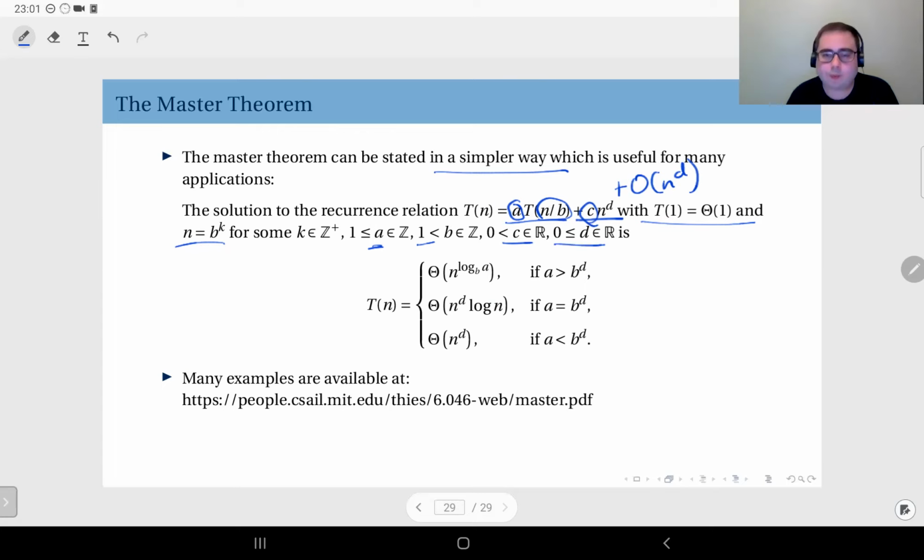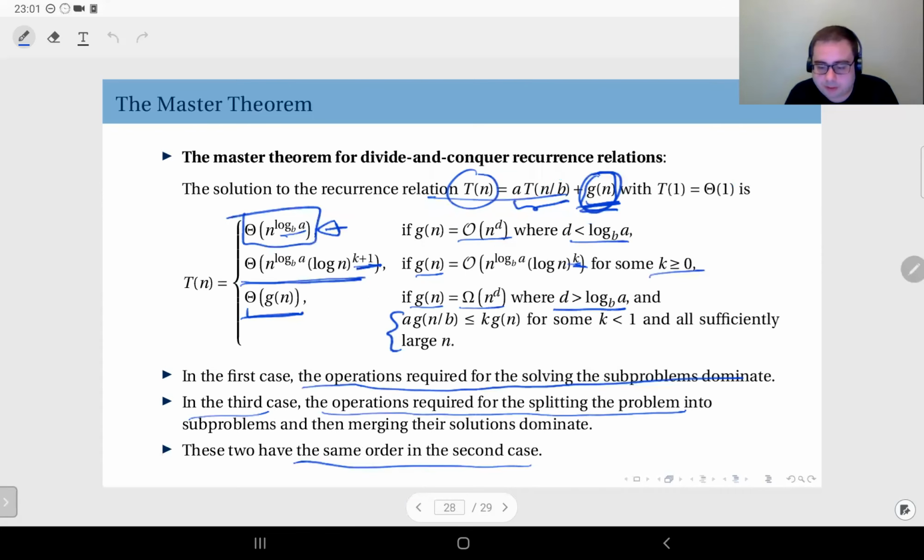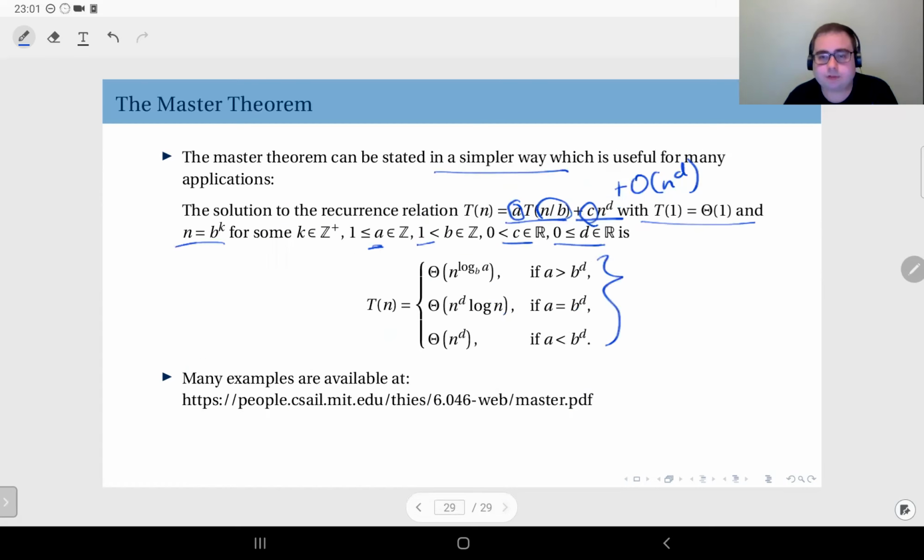In this case, compare a with b to the power d. This, in fact, corresponds to comparing d with log_b a. So it's not that different, but this is a simpler expression. If a is greater than b to the power d, then the complexity is n to the power log_b a. If they are equal, we have theta of n to the d log n, and if a is smaller, then the complexity is n to the power d.